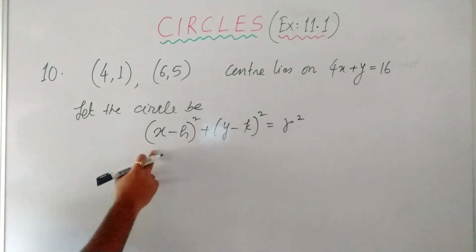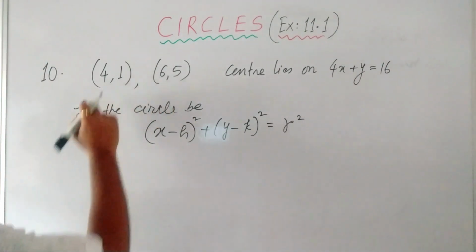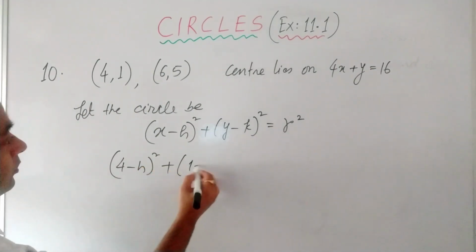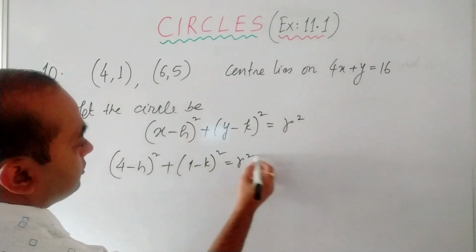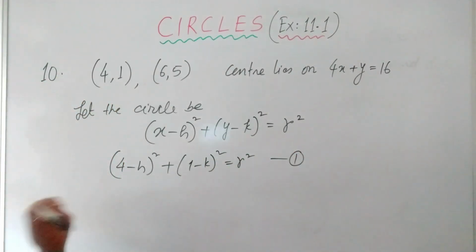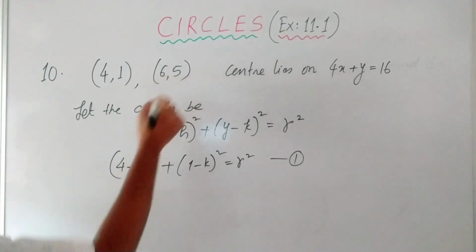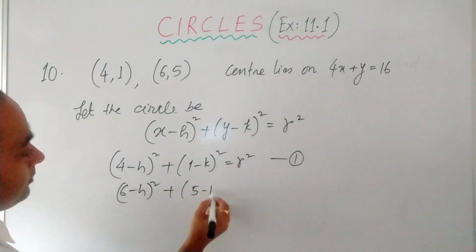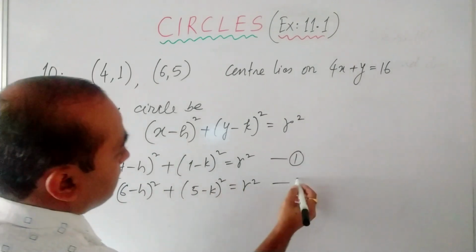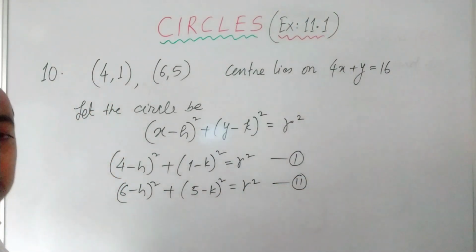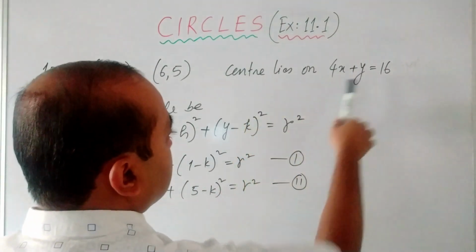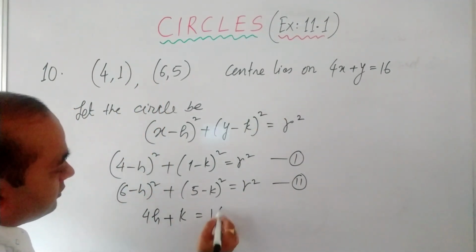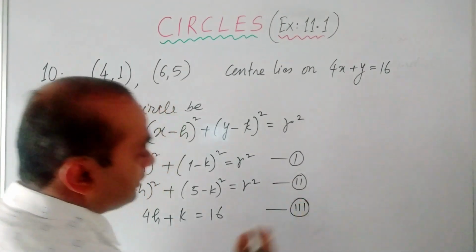One condition is this line passes through this point. So we can write down (4 minus h) whole square plus (1 minus k) whole square equal to r square. This is equation number 1. Second equation, it passes through (6, 5): (6 minus h) whole square plus (5 minus k) whole square equal to r square. Equation number 2. And the third equation will be center lies on this line, that is 4h plus k equal to 16. This is equation number 3.